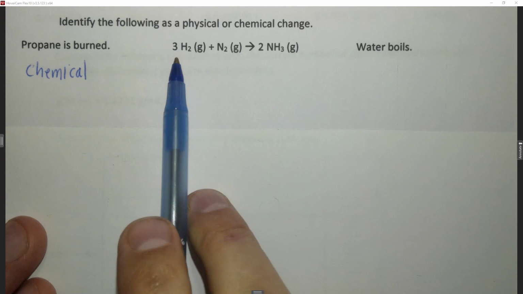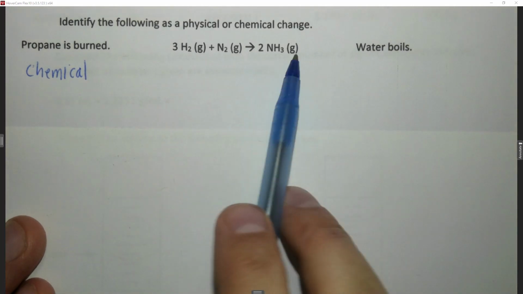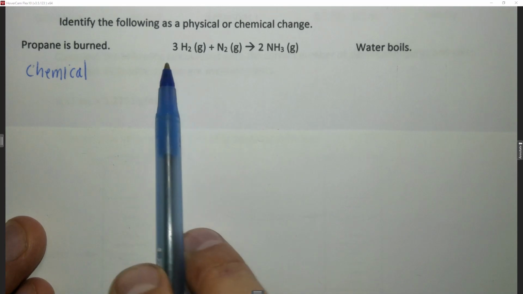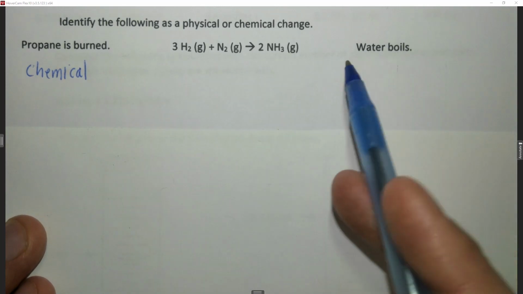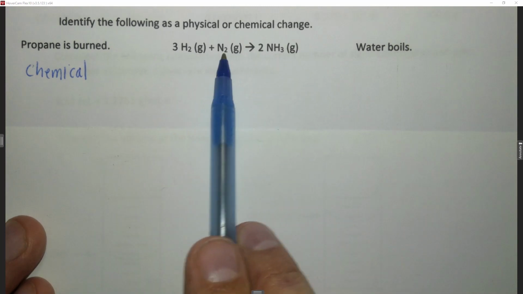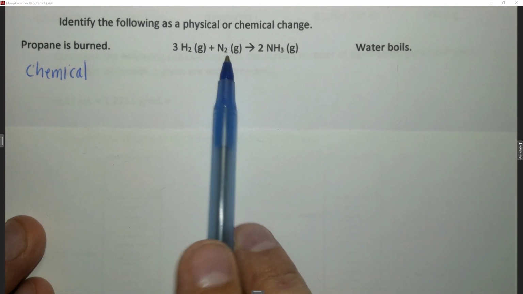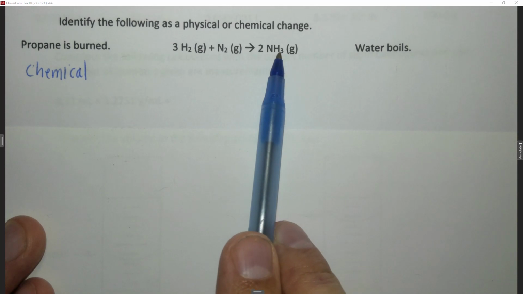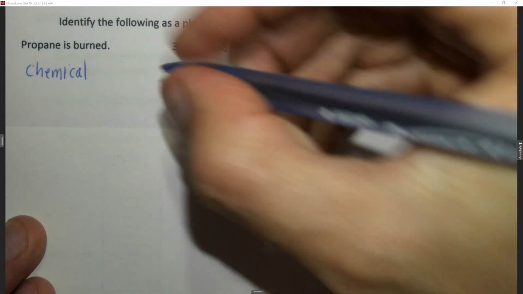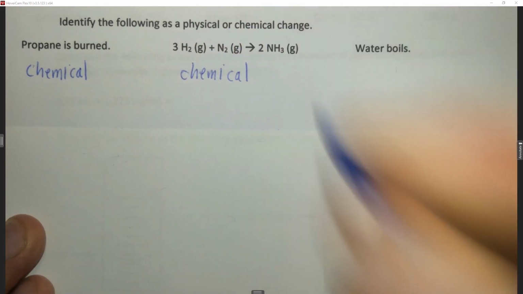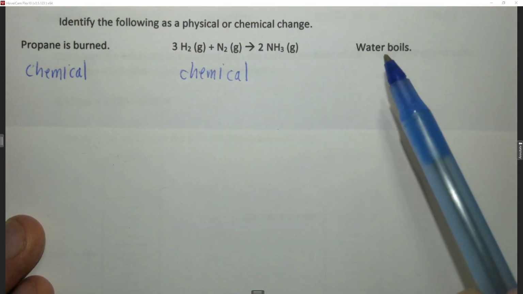The next one is we have 3 hydrogen plus nitrogen forms ammonia. This is a very important industrial reaction. This is a chemical reaction. This is clearly depicting the change. First, we had hydrogen bonded to hydrogen, and we had nitrogen bonded to nitrogen. After the reaction, we now have nitrogen bonded to 3 hydrogens. So therefore, this is definitely a chemical change. And chemical reactions are the way we depict chemical changes.